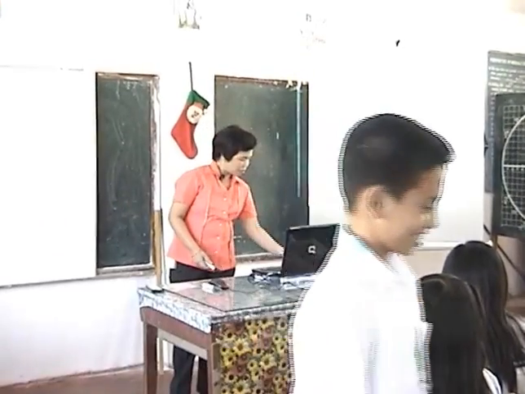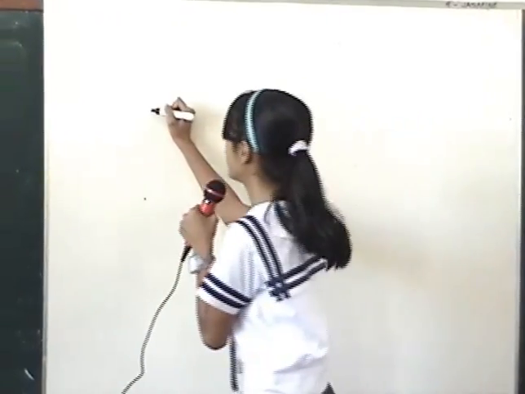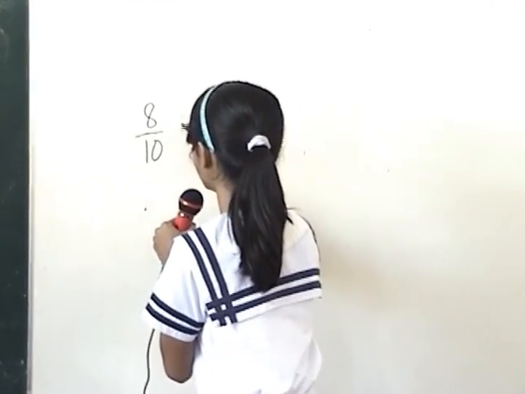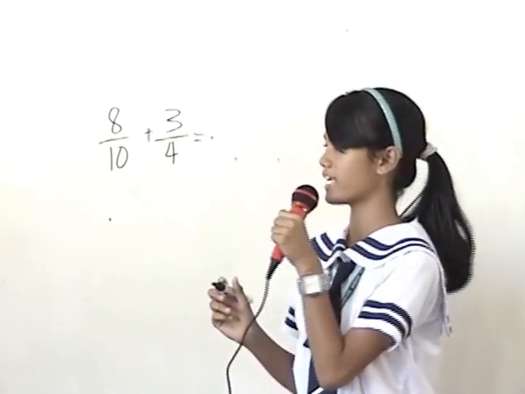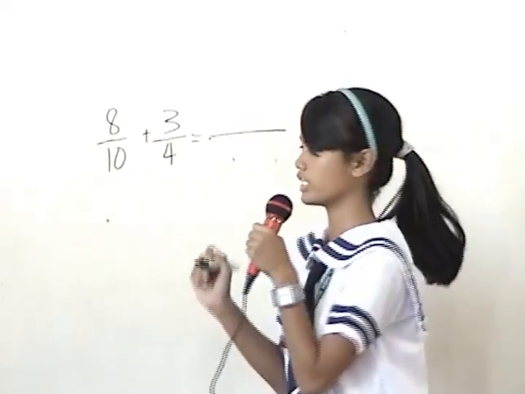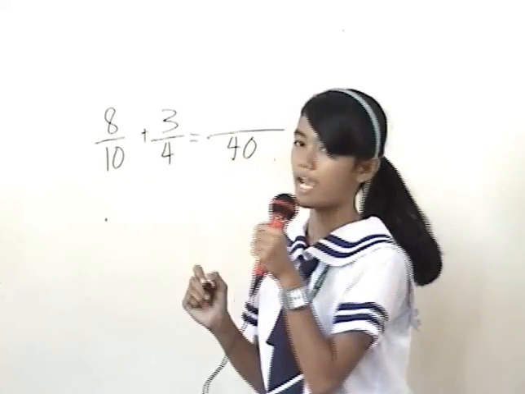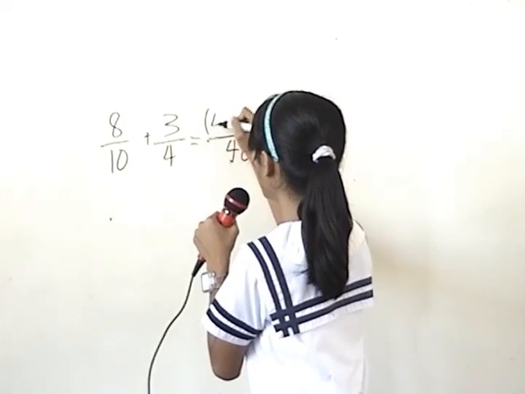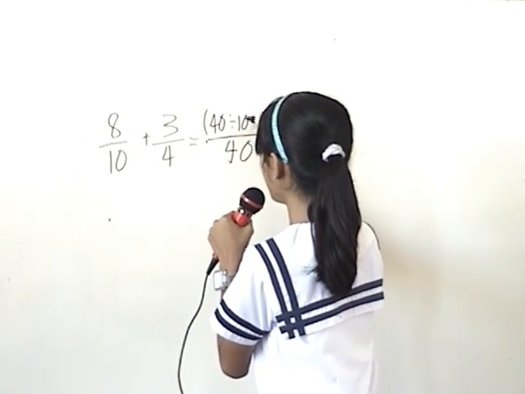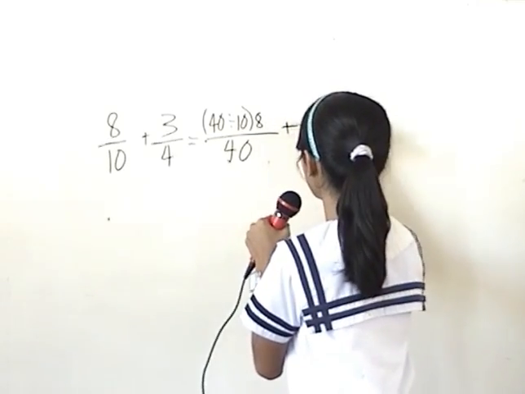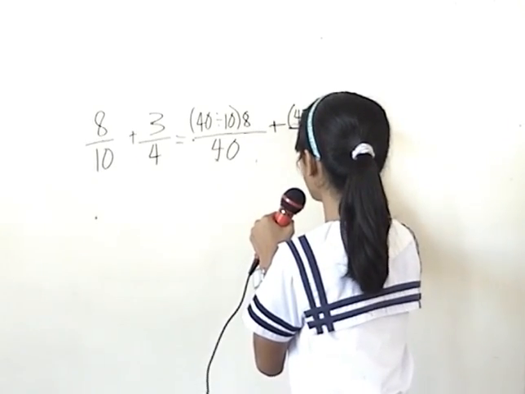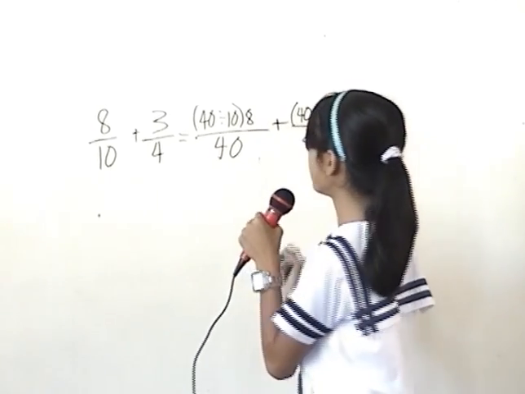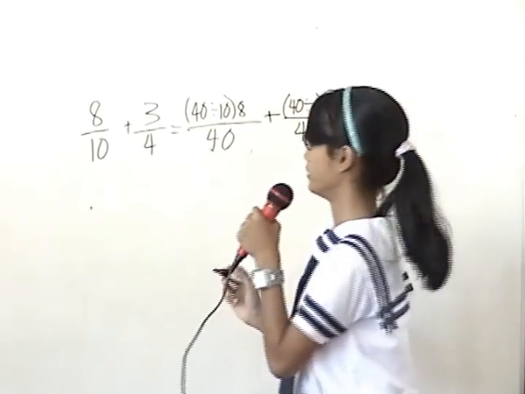For the first problem, 2 and 8 tenths and 3/4. First, we need to get the LCD of 10 and 4, which is 40. And the solution will be 40 divided by 10 times 8 plus 40 divided by 4 times 3. And we will perform the operation.